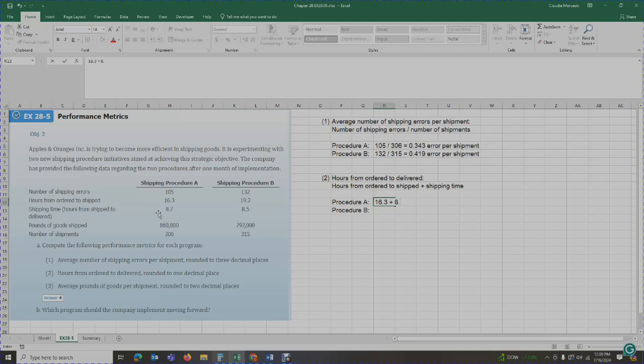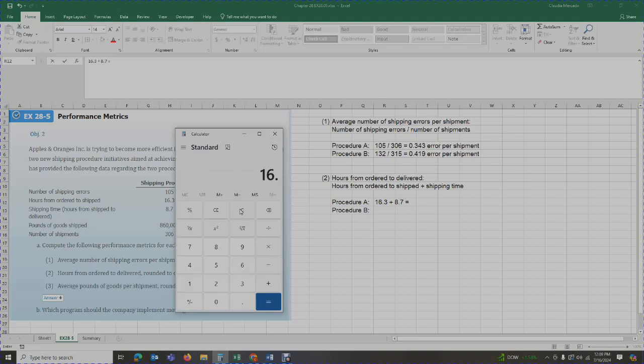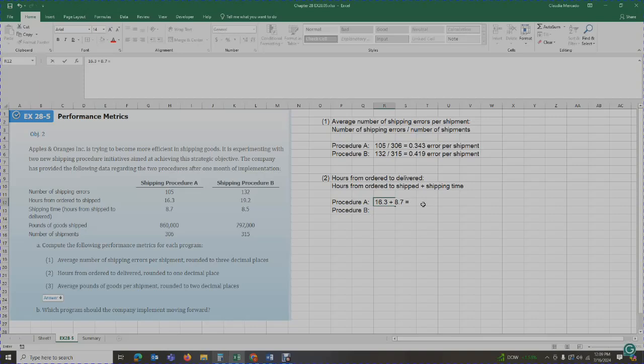That's going to give me the total of how long it took from when the order was placed all the way to when it was received. So we're going to get our calculator, and that's 16.3 plus 8.7. That's going to give me 25 hours. And it says to 1 decimal place. So it took 25 hours from ordered to delivered. Customers on average are anticipating to wait 25 hours to receive their goods using procedure A.